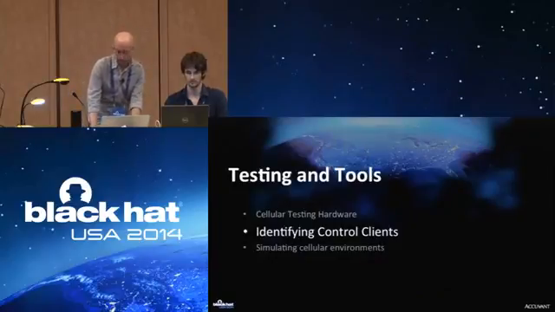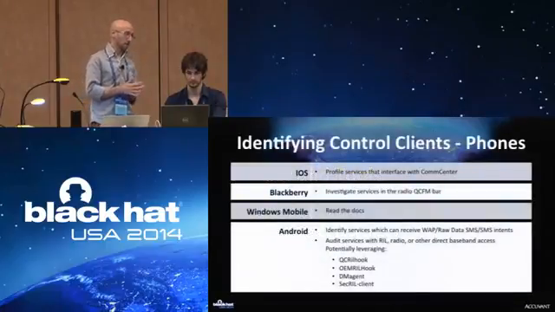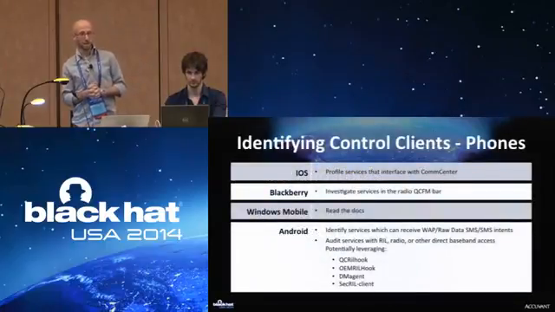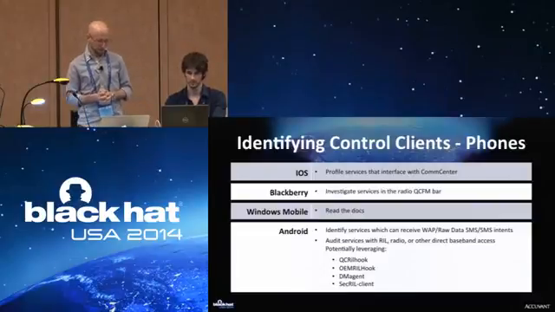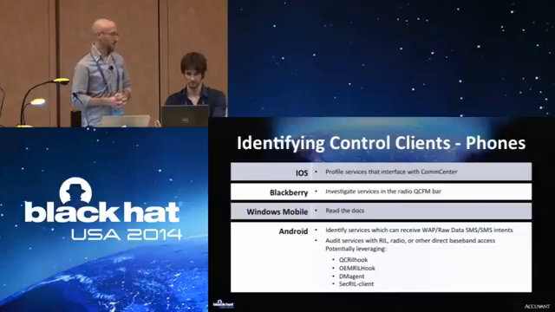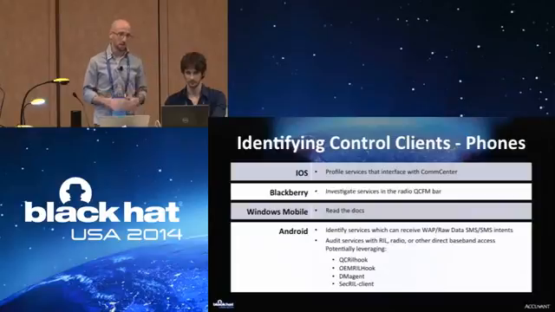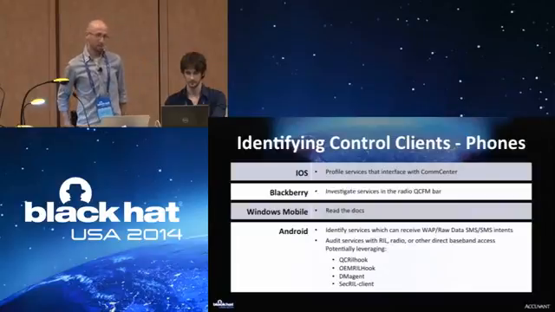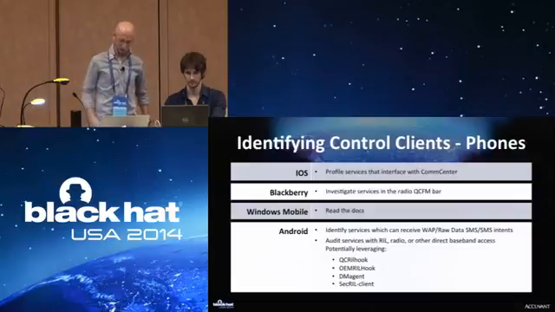Testing tools, identifying control clients. So let's talk about how you can identify if your phone has this. On iOS, profile different services that are communicating with Comm Center. That would require a jailbroken device. I would recommend getting one that you can re-jailbreak a few times. We'll talk about that one later.